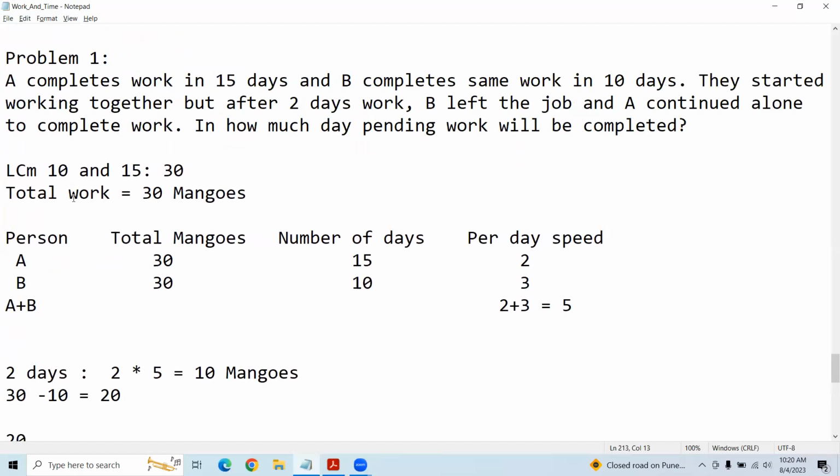So for any problem, you have to first find the LCM of whatever numbers they have given, and then you write the total mangoes, number of days, and calculate the per day speed, and further solve your problem. Thank you.